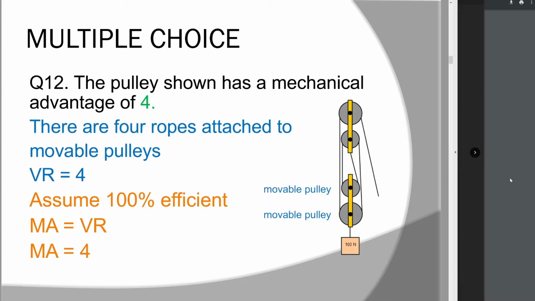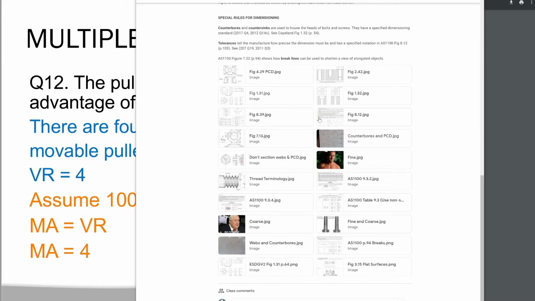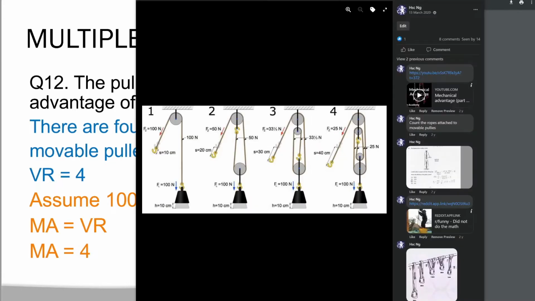So if we go back to Eureka, I think we go here. We've got some different pulleys, and we're talking about velocity ratios. A single fixed pulley does not provide any velocity ratio. A movable pulley does. So we can count the ropes attached to the movable pulley. Here we have 2. Here we have 3: 1, 2, 3. Here we have 4 ropes attached to moving pulleys, and we can use that.